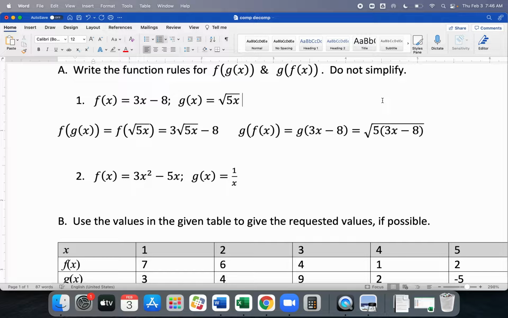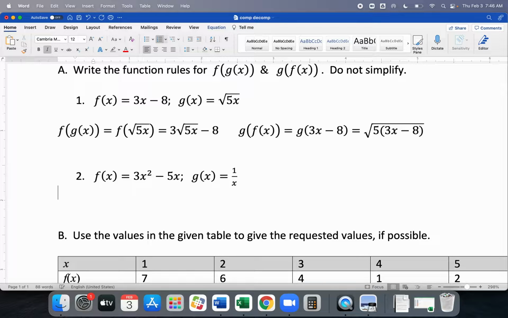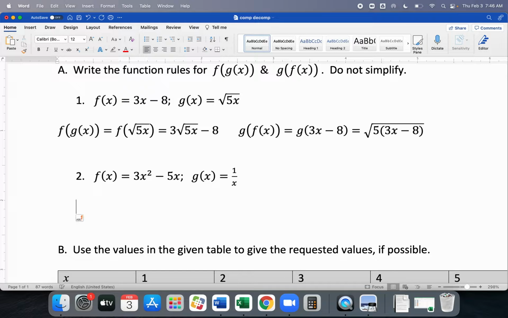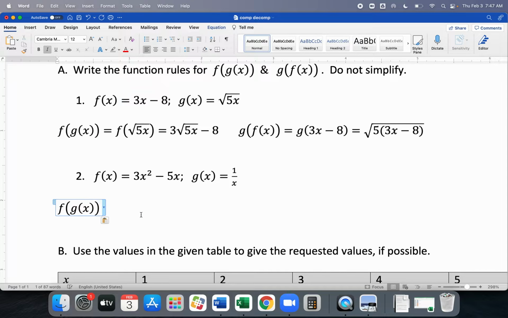Now, these are just random things I made up. But let's look at the second example here. Finding f of g of x and g of f of x. What about for f of g of x here? Let me just copy f of g of x. Anyone have a thought of what f of g of x for number 2 is going to have in it? I saw it. Yes. Yeah?